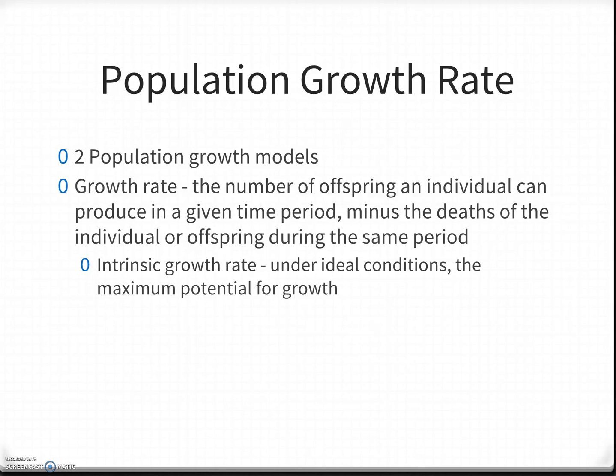Population growth rate breaks into a couple of different types. There are 2 population growth models that we're going to look at, J curves and S curves. The growth rate is the number of offspring an individual can produce in a given time period, minus the deaths of the individual or offspring during that same time period. It has what's known as an intrinsic growth rate, the population's maximum potential for growth, which is represented by a small letter r. So what is that population's potential to grow?